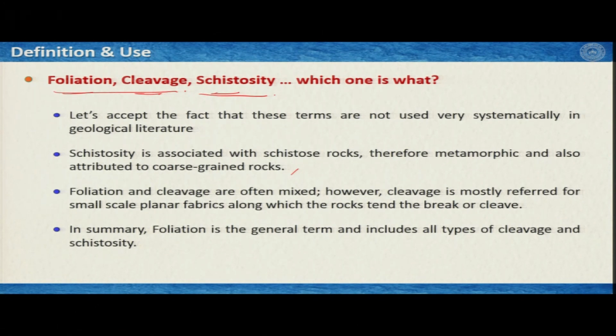cleavage is mostly referred for small scale planar fabrics, whereas foliation is generally for large scale features. However, that is not always maintained, and cleavage also refers to the fact, as the name suggests, that along the planes the rock tends to cleave or break apart. So, this is how you can think of the difference between foliation and cleavage. If I summarize it, foliation is a general term, the umbrella under which foliation, cleavage and cystosity are all contained.